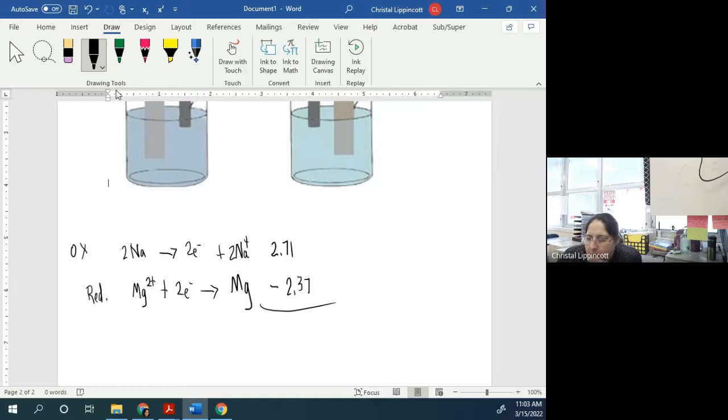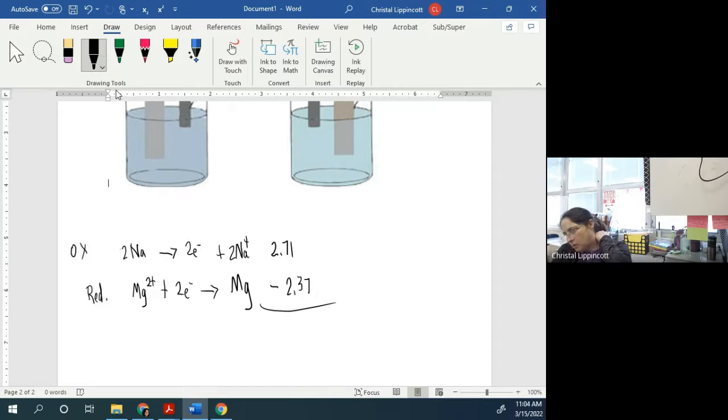Okay. Why did we turn it into 2 Na? Because this needs to gain 2 electrons. Okay, so you put 2 in front of it. Yep. Now, that does not change this number, though. The only thing that you change on these numbers is flipping the signs sometimes.